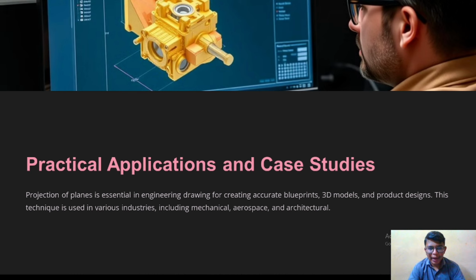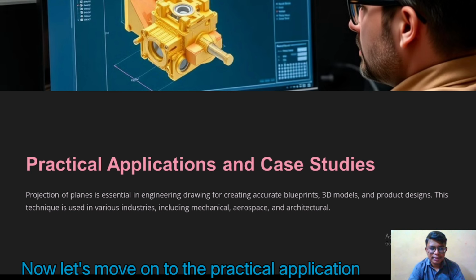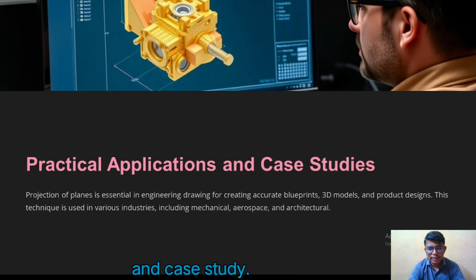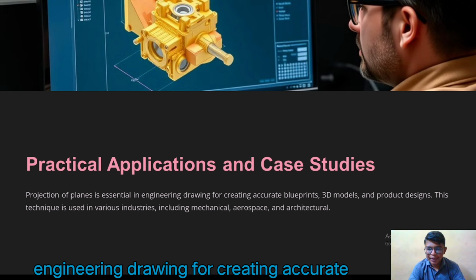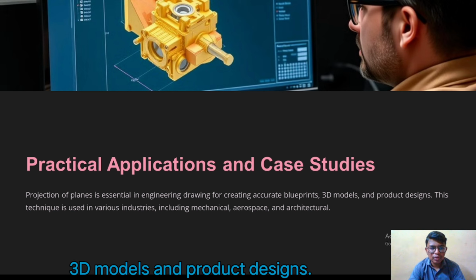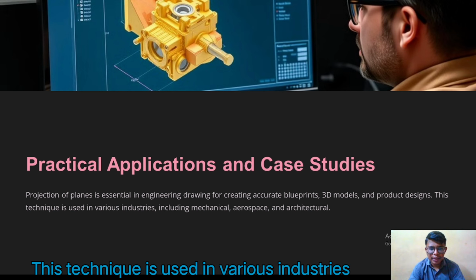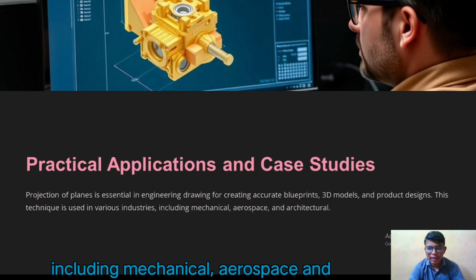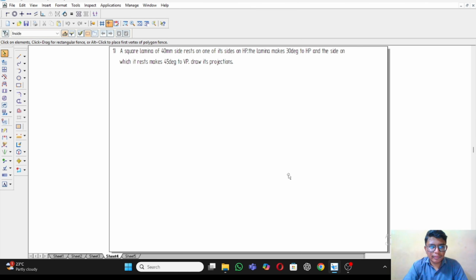Now let's move on to the practical application and case study. Projection of a plane is essential in engineering drawing for creating accurate blueprints, 3D models, and product designs. This technique is used in various industries, including mechanical, aerospace, and architecture. Let's move on further. We're going to solve two problems. First is a square lamina, and second is a pentagonal lamina.